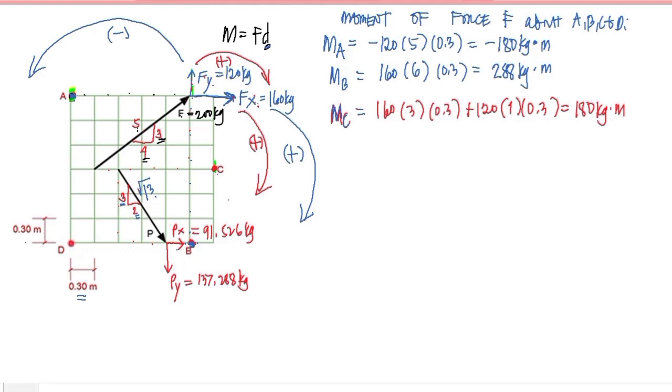Now, let's proceed with the moment at point D. Si point D ay nandito. And if we are going to compute for the moment at point D, both the Fx and the Fy will create a moment at point D.